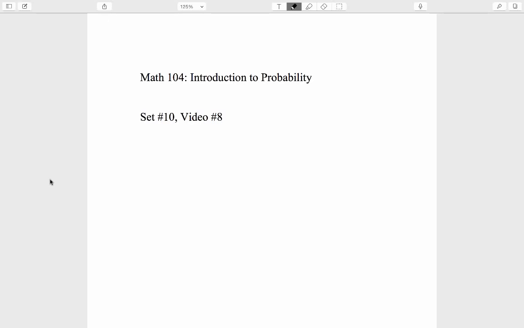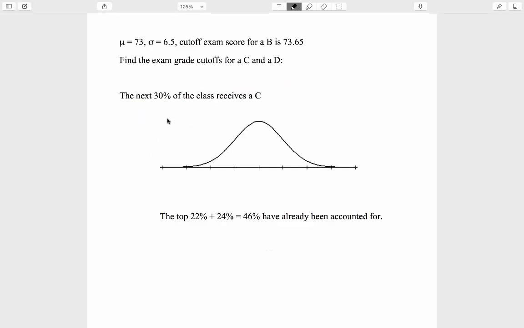Welcome back to Math 104. Our task is to find the exam grade cutoffs for a C and a D. We already know that the cutoff for a B in points is 73.65. We also already know that 22% of the class plus another 24% of the class, that's 46% of the class, have already been accounted for. That leaves 4% of the class above the mean and in the C range.